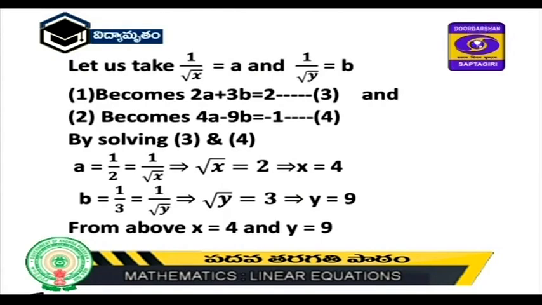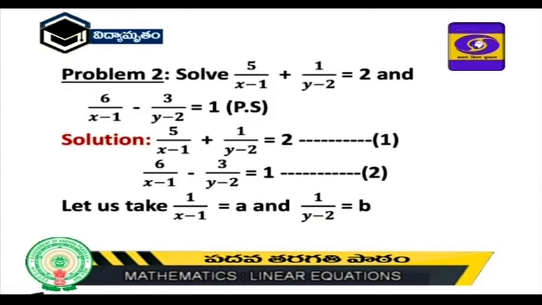So here these are equal and the numerators are also equal, then the denominators are also equal. So by equating, root y equal to 3, then y equal to 9. So the solutions are x equal to 4 and y equal to 9.